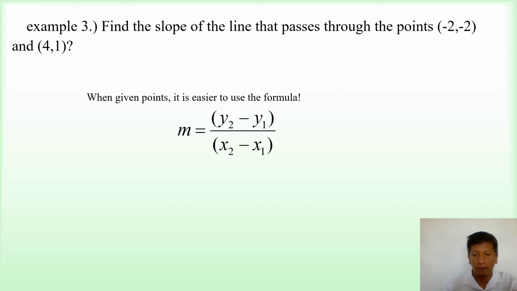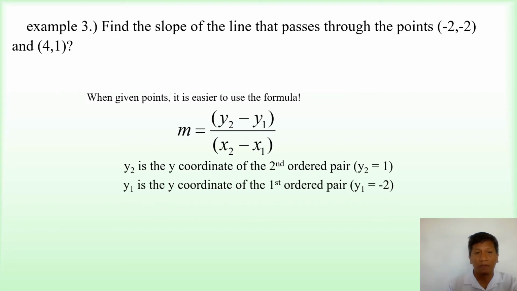Naintindihan niyo po? Ayan. What is this y sub 2, y sub 1, x sub 2, x sub 1? Y sub 2 is the y-coordinate of the second ordered pair. So since our first ordered pair is -2, -2, yan ang first ordered pair natin. Our second ordered pair is 4 and 1. This is our second ordered pair. Second. Yan.